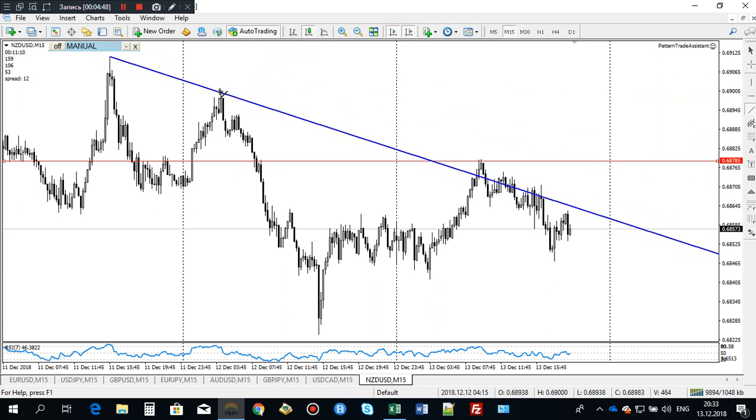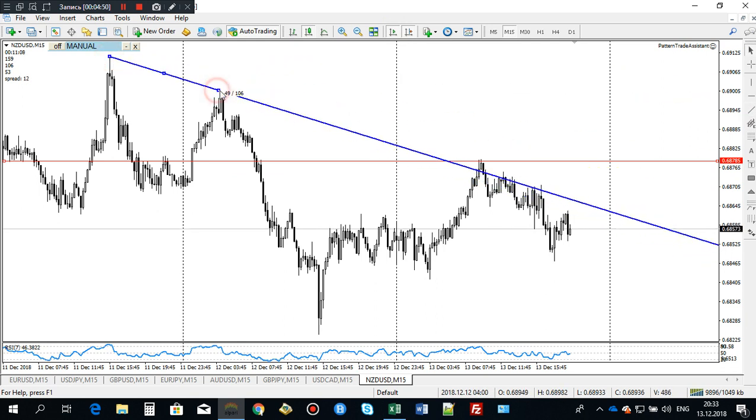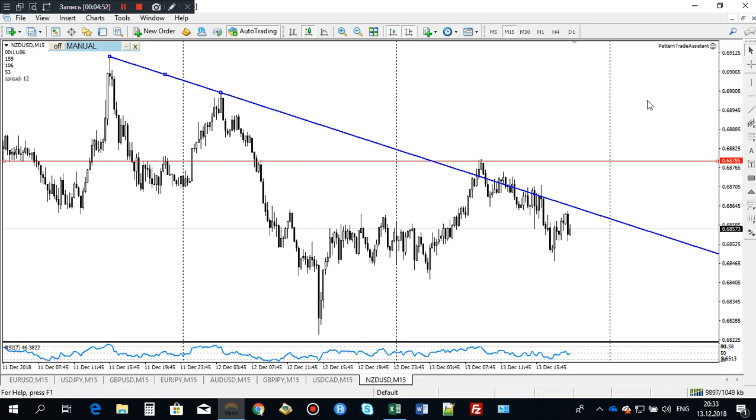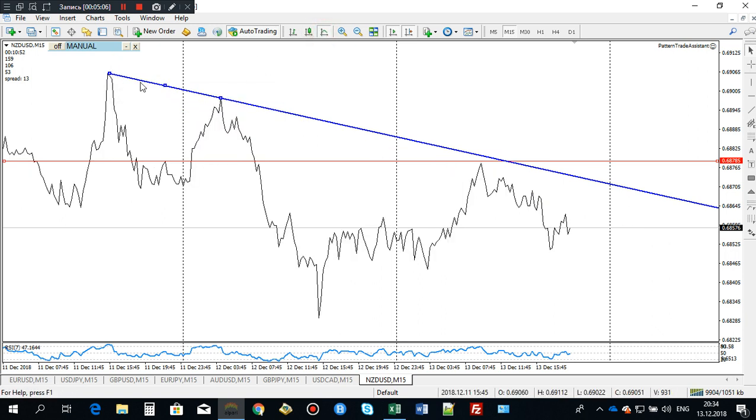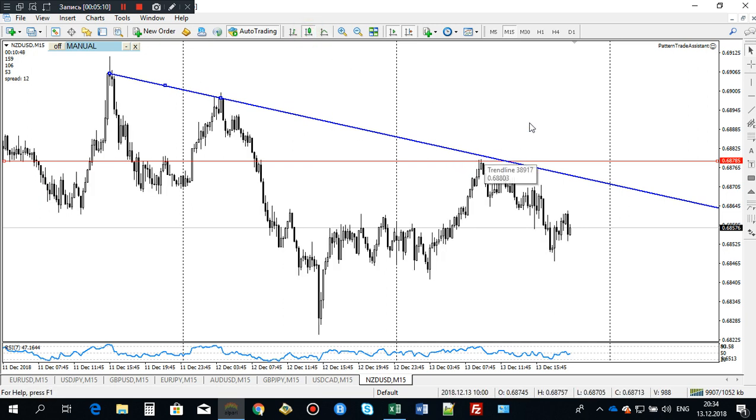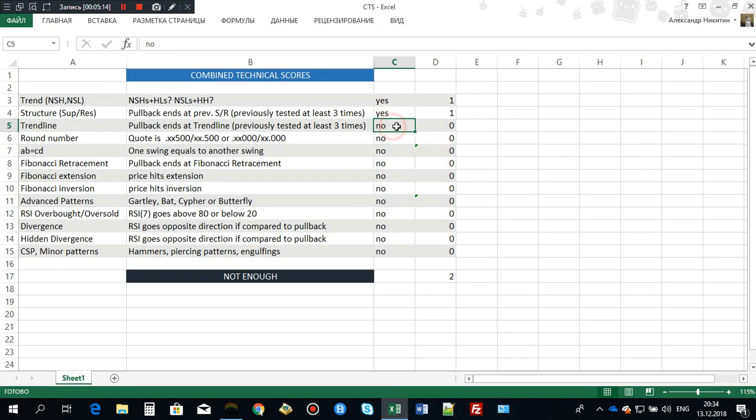First, I can draw the trend line using highs like this, and the second way of drawing a trend line is using closes like this. As I was looking at the structural level, I understood that drawing trend lines using closing prices, this old school way of drawing trend lines, fits this picture much better. So I drew it using closing prices.